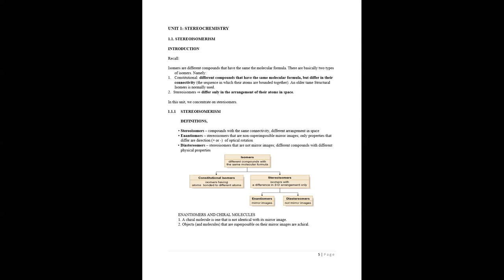Galactose and mannose, these are diastereomers. Glucose and galactose, the epimers. Fructose and glucose, the isomers, a function isomer, differing by functional group. Is it clear?